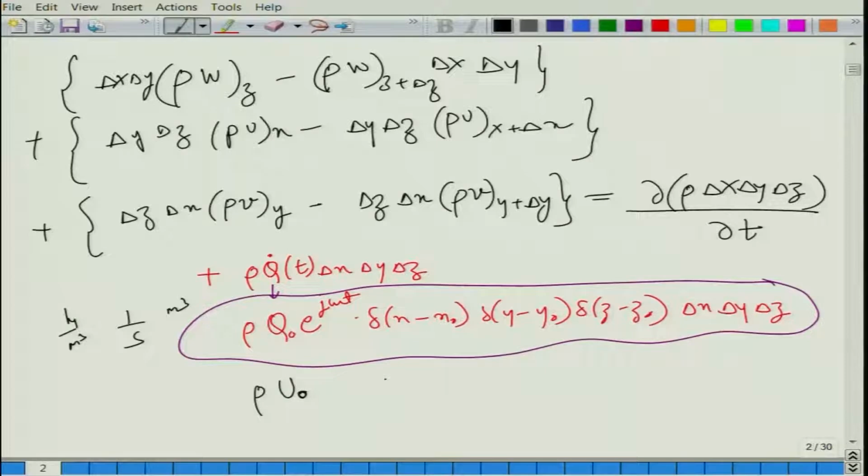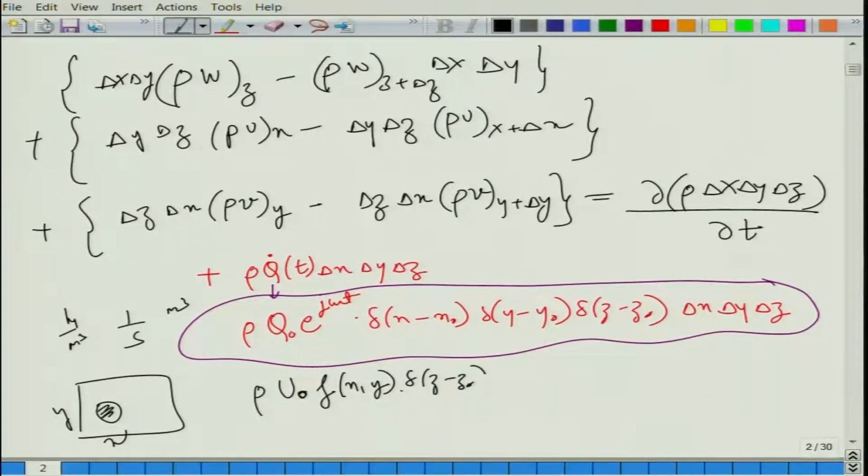So, basically if we assume that the source is distributed uniformly over the port area and velocity is u naught, and we define a function such that over the face x y, let us say the port is located on the face x y at any generic point, f x y is equal to 1 over this port and 0 elsewhere, and in the z dimension this is still the delta function. And then of course, the other terms pertaining to this will be delta y, delta x.